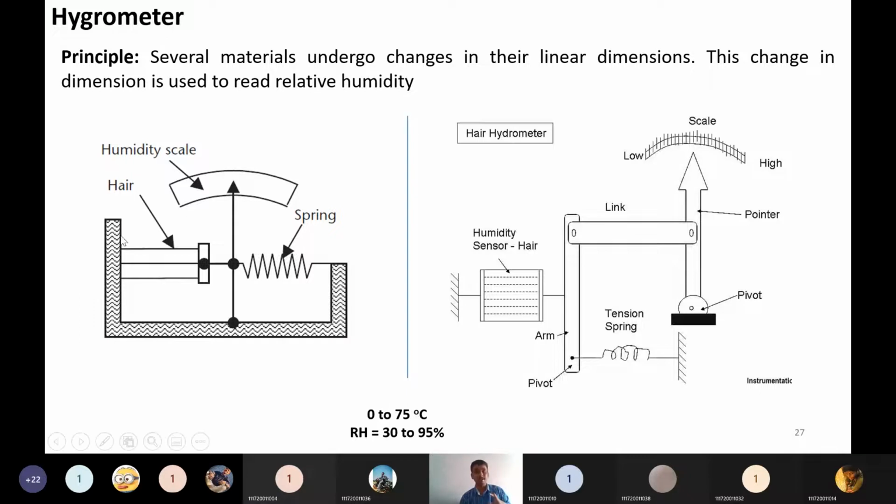Why? Because of the aging effect on natural materials. Obviously, whenever you use the same thing repeatedly, due to its naturality, it will lose its naturality. Due to this loss, it will result in drift, and it will give inaccurate results after a long period of time, after using the same hygrometer many times. So this is about the mechanically operated hygrometer. I hope it is clear.